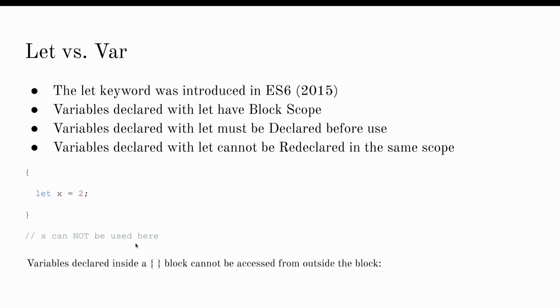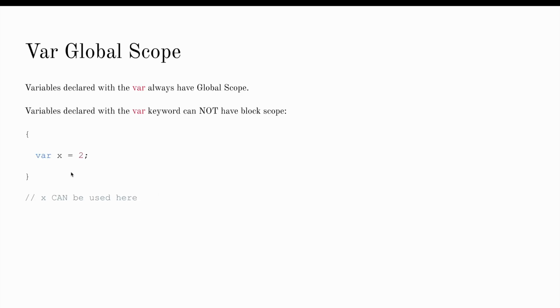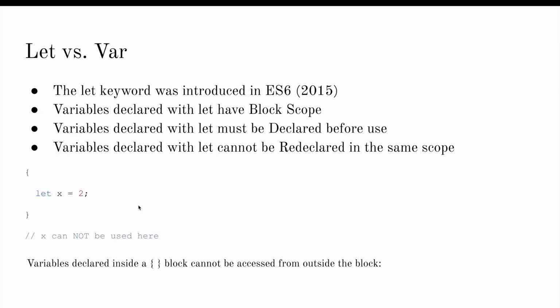That means a let variable has a local scope, or you can say block scope, and a var variable has global scope. That means with var x is equal to, you can also access this variable even here. X can also be used here, with the global scope. That's the difference between let and var.